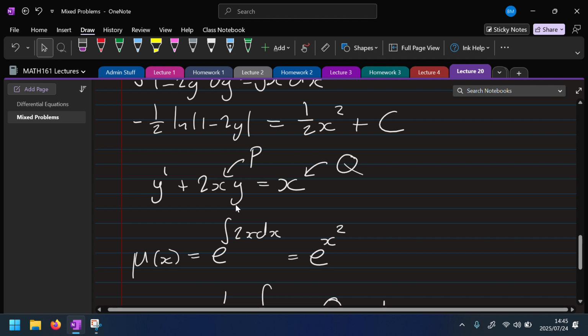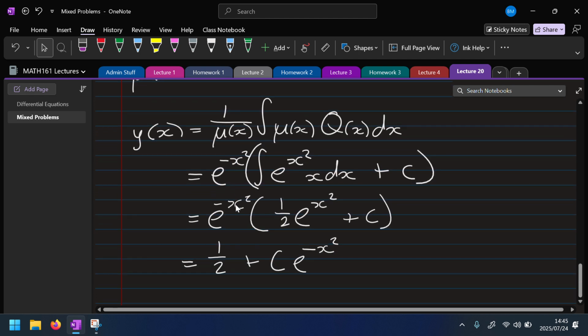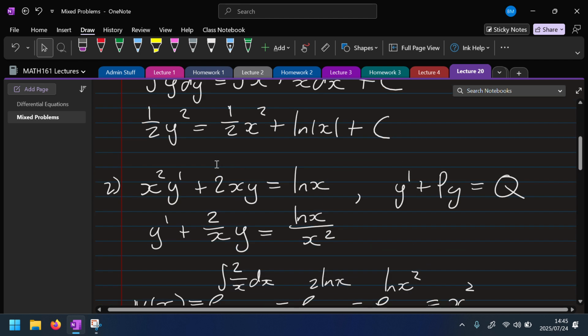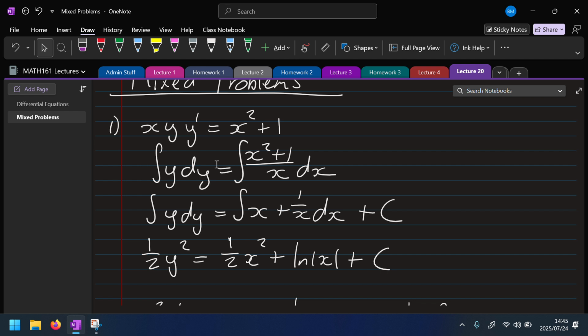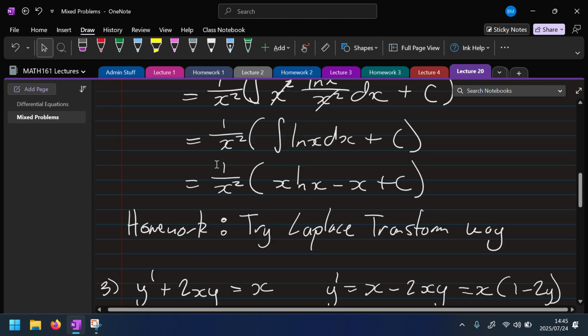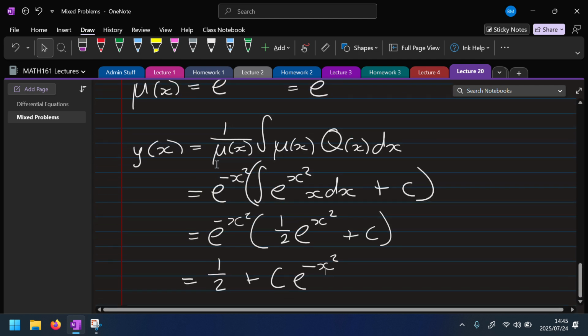Sorry, the separation way. If you do it the separation way and you don't solve for y of x, you just leave it as whatever, like we had over there. If you do it another way, it might not look the same. Here we haven't solved for y, but if you do it using an integrating factor, then it's always y equals something. So just check.